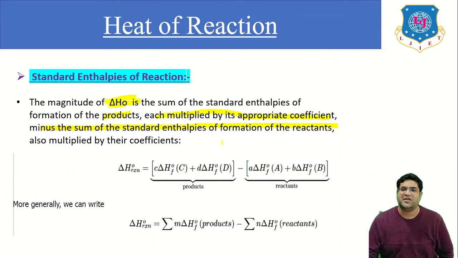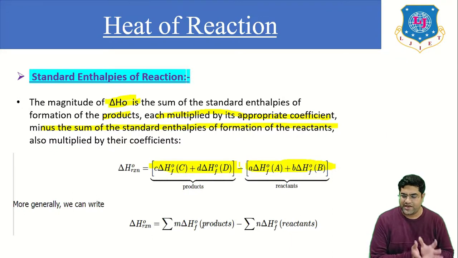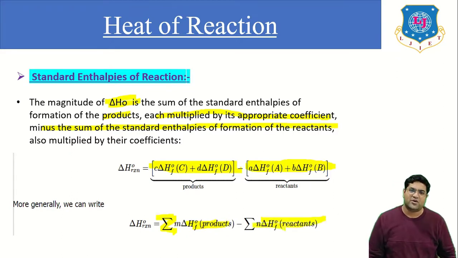Here you can see these are the reactants. So for the reactants, you have to take the sum of the enthalpy of formation, and for the products, C and D, you have to add the enthalpy of formation of the products. So products minus reactants will give you the final enthalpy of reaction. Okay, so in mathematical terms we can write it as sigma of enthalpy of formation for the products minus sigma of enthalpy of formation for the reactants. Okay, so this is simply known as the enthalpy of reaction.